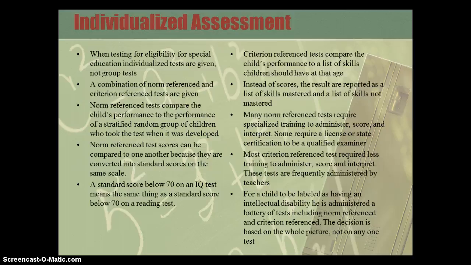Norm reference tests compare the child's performance to that of the children on whom the test was standardized, children of the same age. Criterion reference tests compare the child's performance to a list of skills that children at that age should have. And so when we get a score off a norm reference test, it's actually a score. So the score will be a 70, and that'll be equivalent to an IQ test score. When we get a criterion reference, instead of getting scores, what we get is a list of skills the child knows and skills that he doesn't know, or things he can do and things that he can't do.